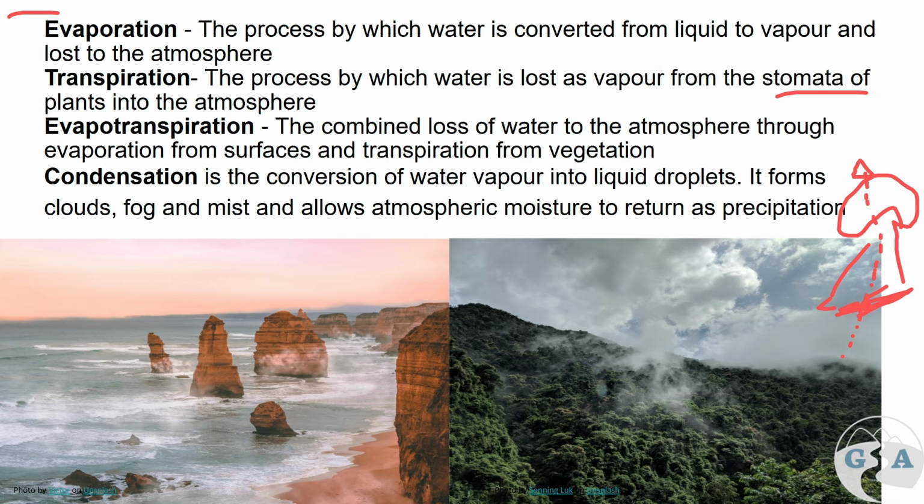Evapotranspiration then is a combination of the two together, so the total amount of water that goes back up into the atmosphere. Condensation is worth having as a definition. It's the water vapor turning into liquid droplets, so that's happening up in the atmosphere.